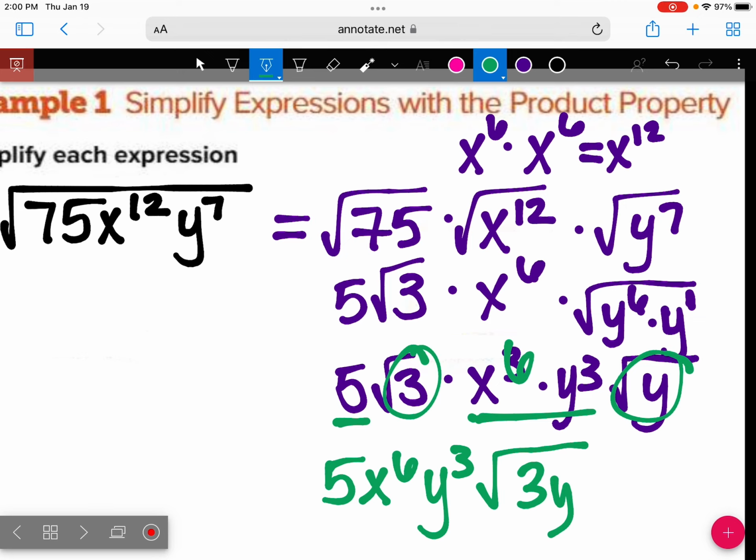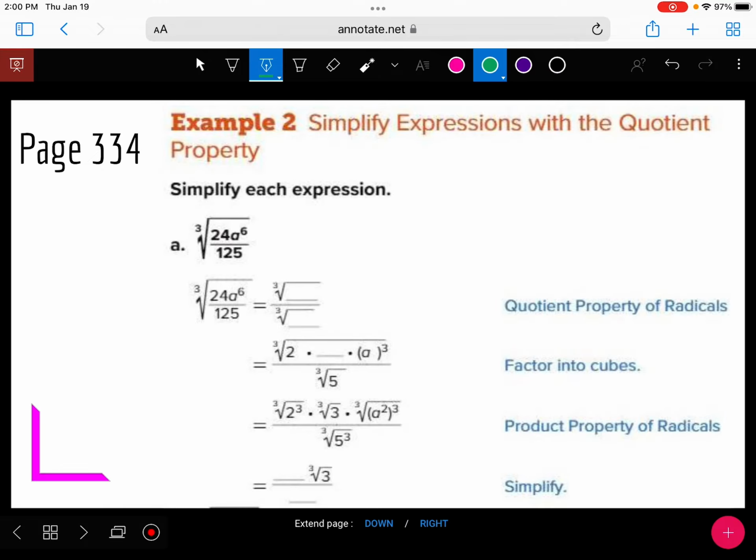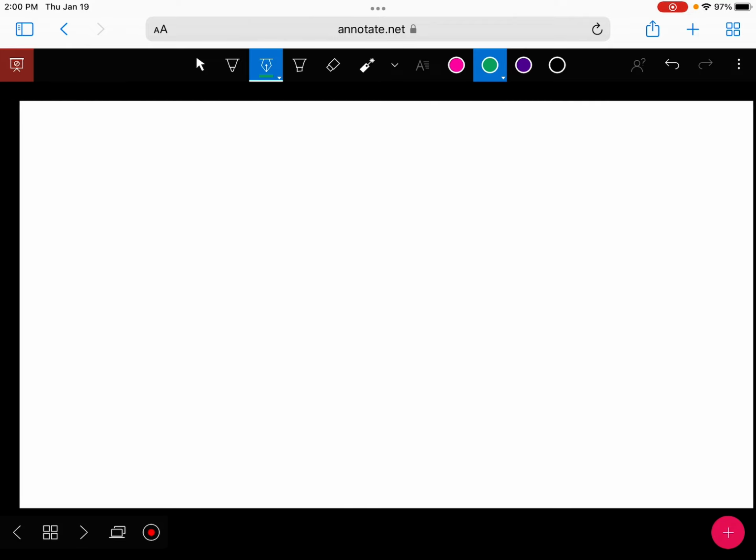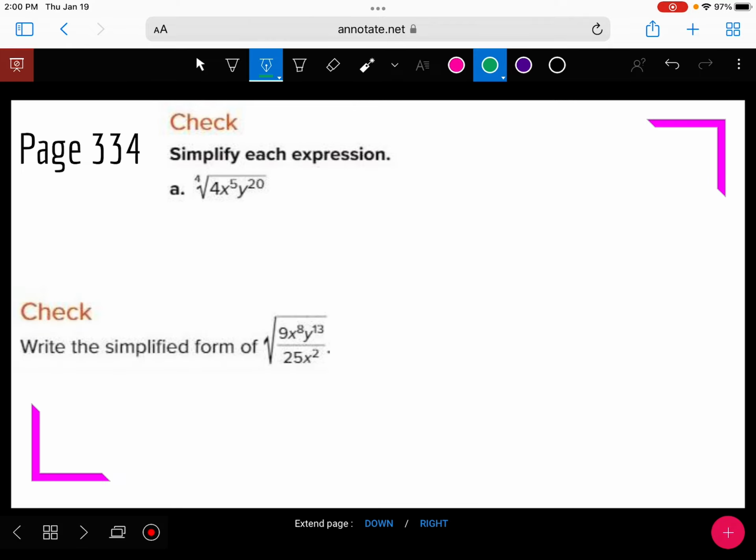Okay, so we're going to do one. Flip to the next page. I'm going to have you do a problem on your own real quick for 5 minutes, and then we'll do it together. It's top of 334, problem A, part A. I'll give you about 5 minutes to do this on your own, and then we'll come back together. Take a pass.